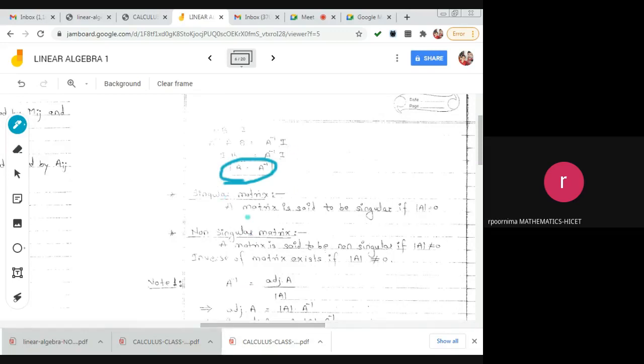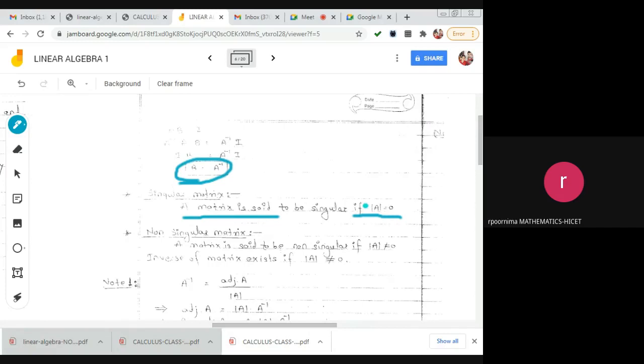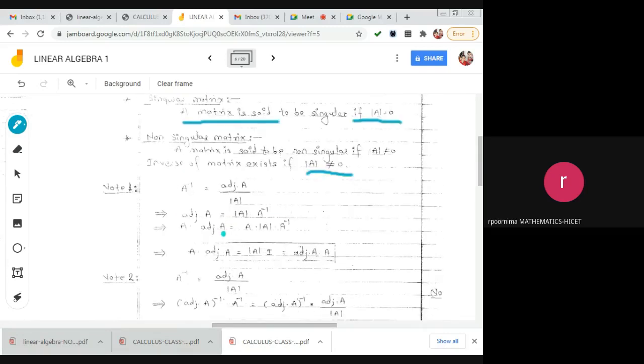Then the singular matrix: a matrix is said to be singular if determinant A equal to 0. Non-singular: if determinant A is not equal to 0, then the matrix is said to be non-singular. Then the A inverse formula: A inverse equal to adjoint of A divided by determinant of A.